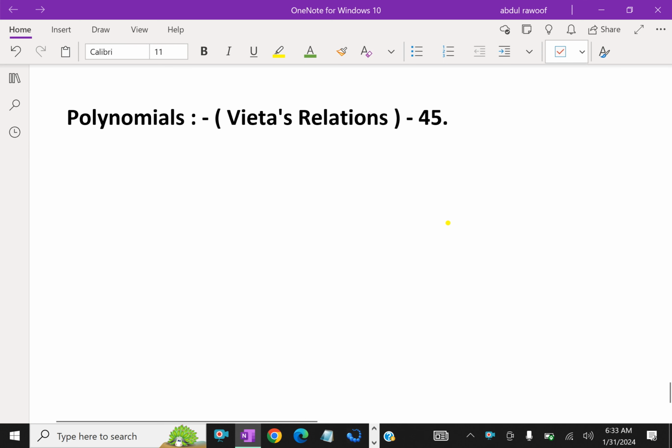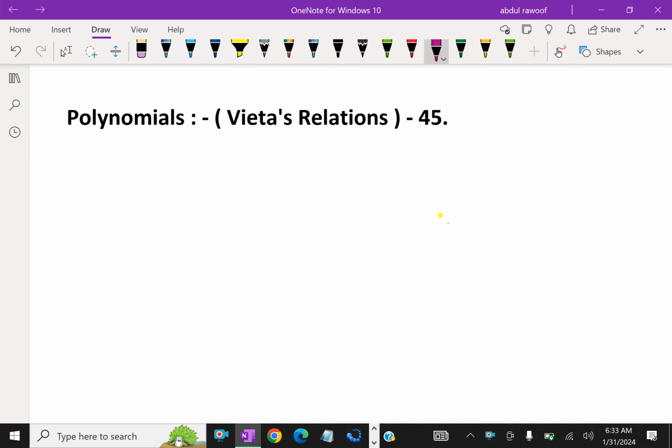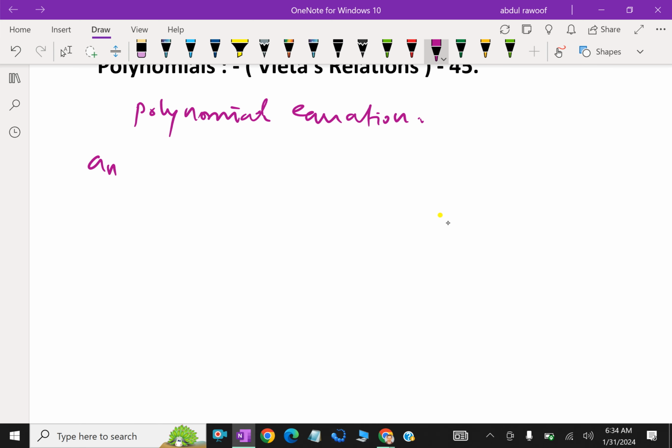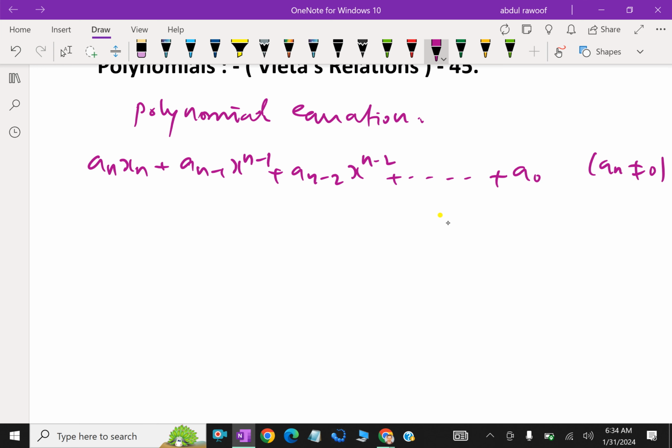You know that the polynomial equation in general form is a_n x^n plus a_(n-1) x^(n-1) plus a_(n-2) x^(n-2), like it continues and finishes at a_0, where a_n is not equal to 0, is a general expression.